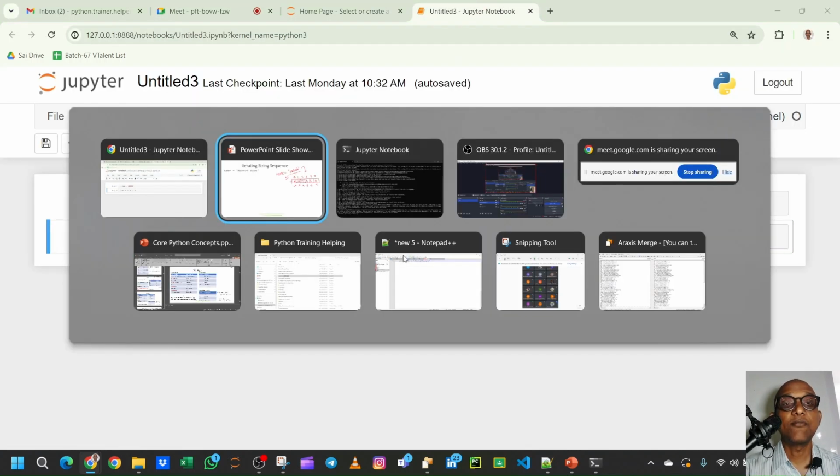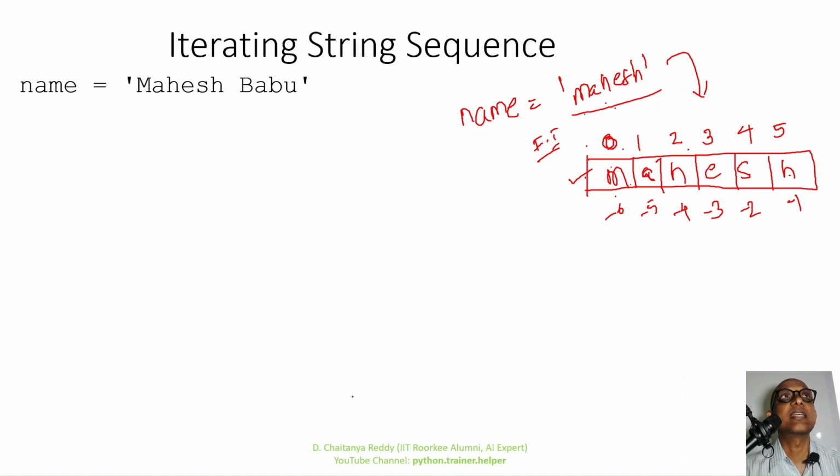So this is the way Python allocates the indexing numbers, both forward indexing and reverse indexing, for every string it is storing in memory. Now what is the use of these indexing numbers? That's what is interesting here.